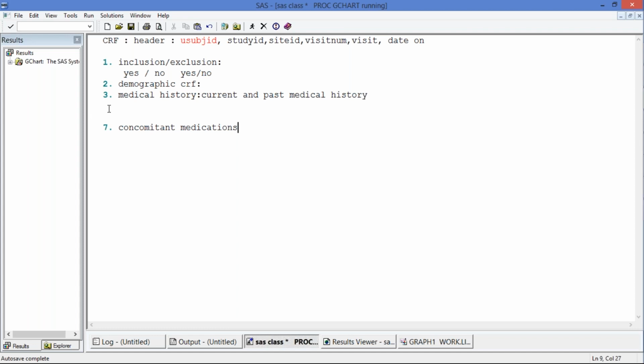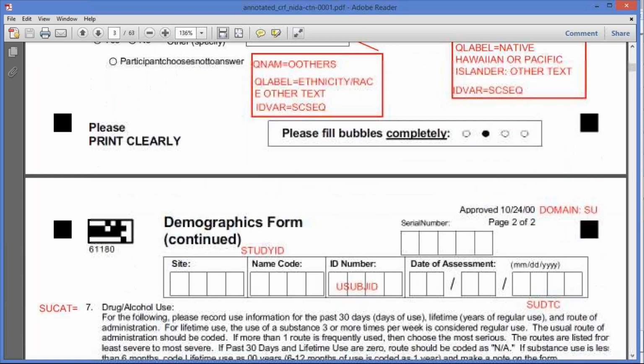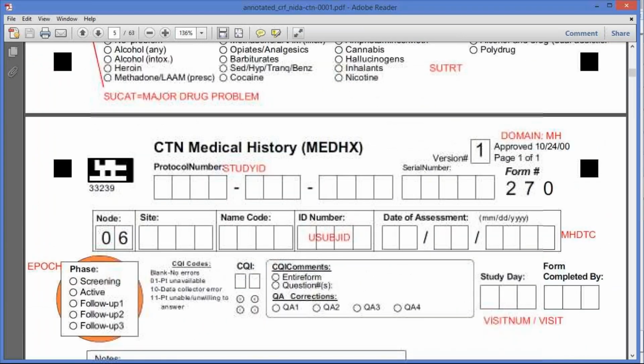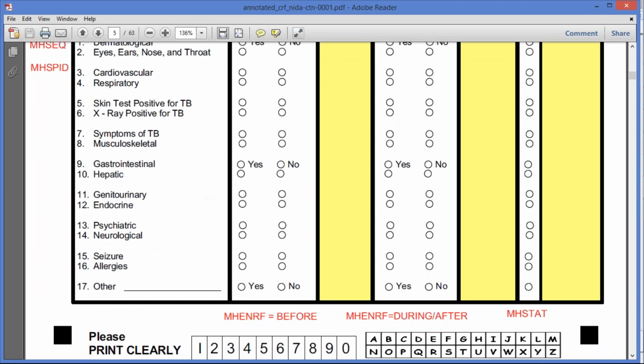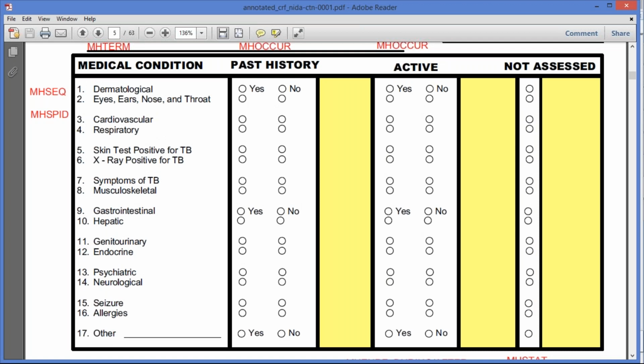Clear, right? So you can see medical history will be listed like this here. See, the term and occurrence: all the medical conditions are listed, whether they have past history about this, at the moment, like at the time of recruitment also, whether still facing this issue. See, past and current, active.